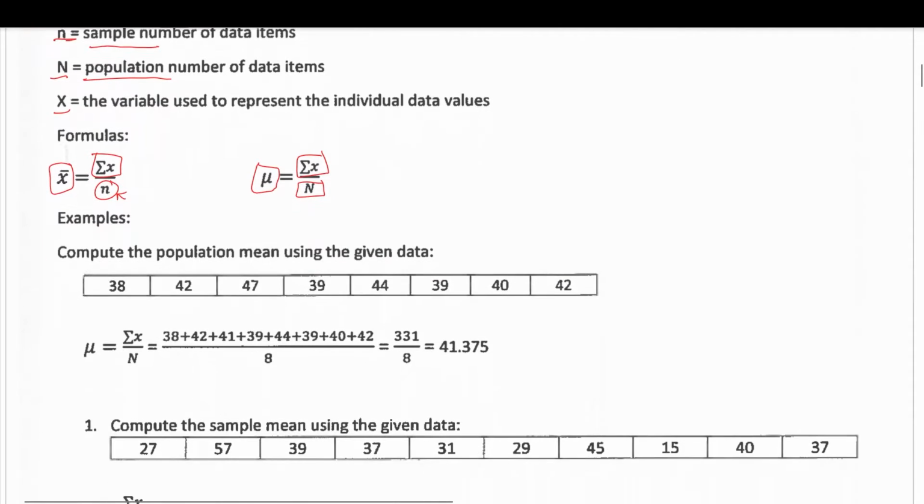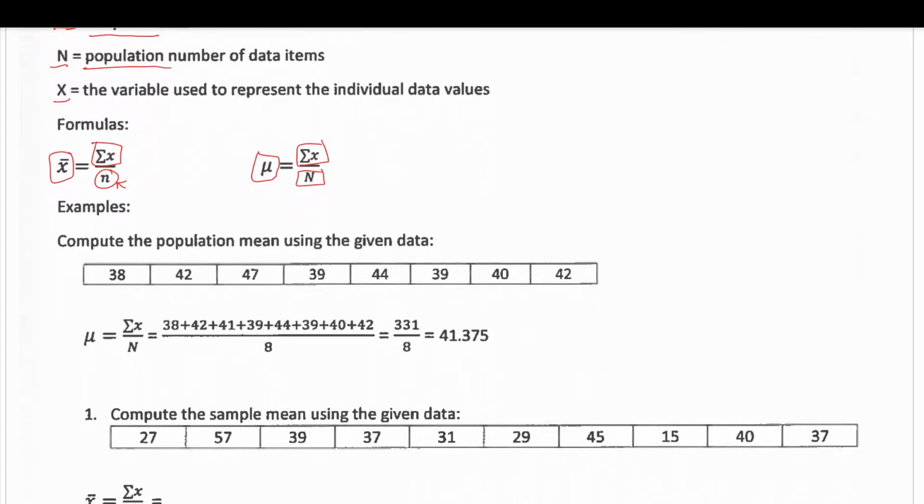So for example, if we have this data set, we have 1, 2, 3, 4, 5, 6, 7, 8 values here. In this case it says to calculate the population mean, and we're using mu as a symbol. We're going to sum up all the X values, so we're going to sum up every single value. So this is basically all of this. And our population size, well, that's 8.